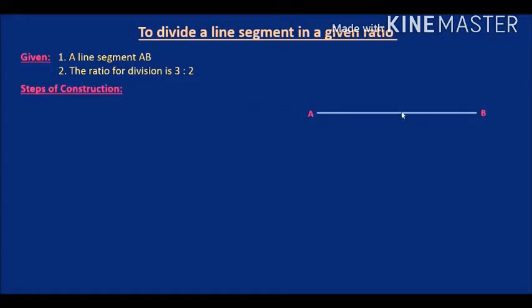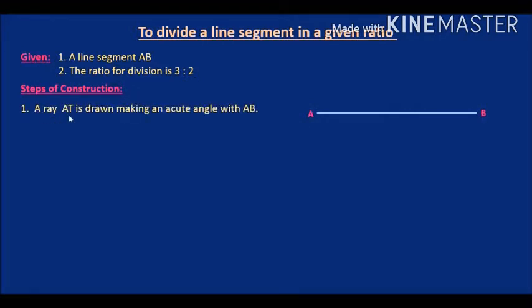Suppose you take the point C here, such that the ratio AC is to CB should be 3:2. We have to prove this, and we have to construct this.